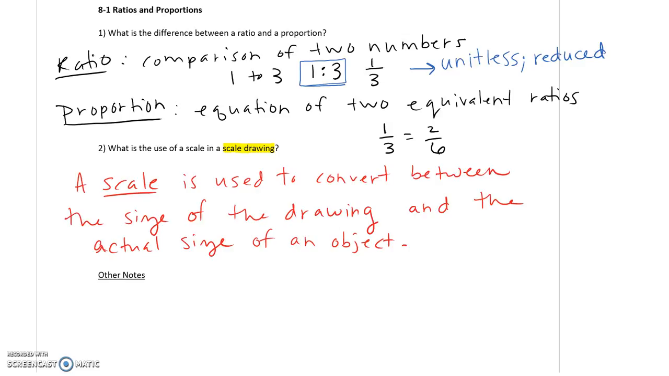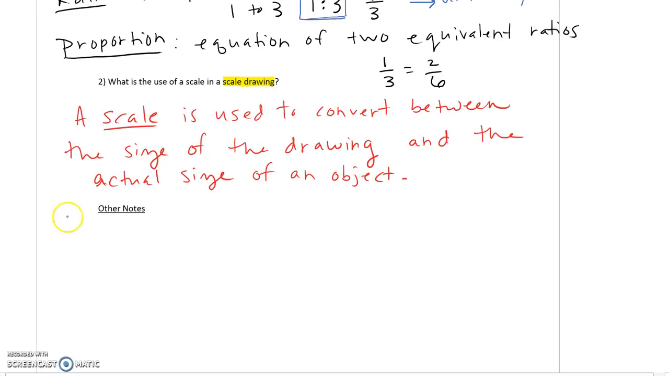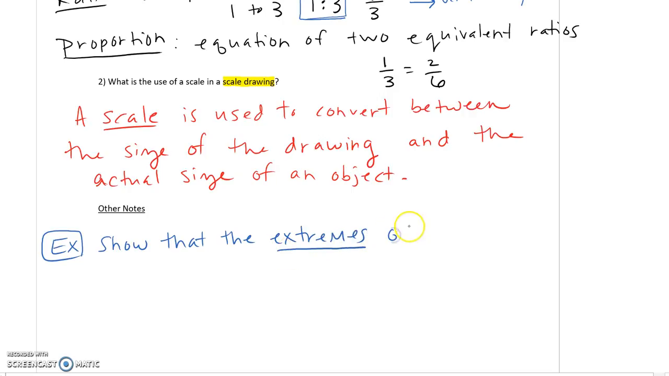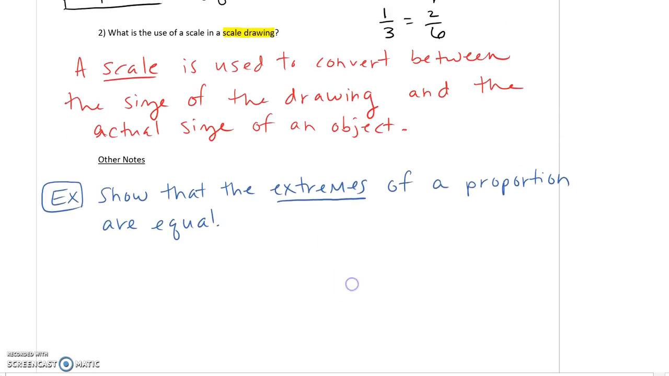Okay, so there's the basics. So let me go through some examples. I'm going to start with proportions. So other notes. Example. Show that the extremes, I'll talk about what that is, of a proportion are equal. So I'm going to start with a proportion. I will explain what extreme is in a minute.